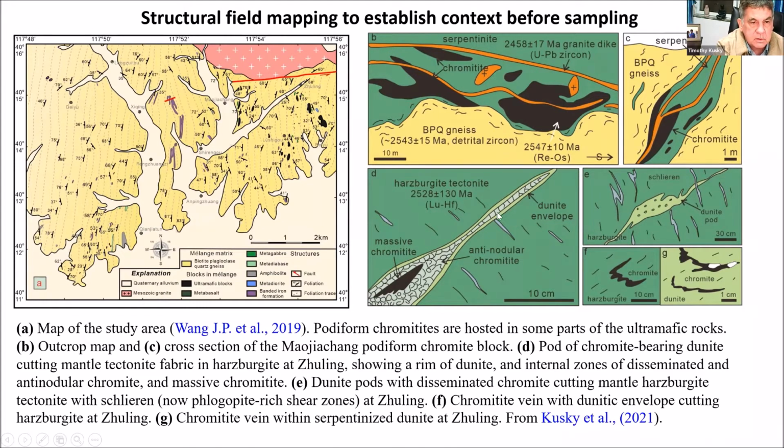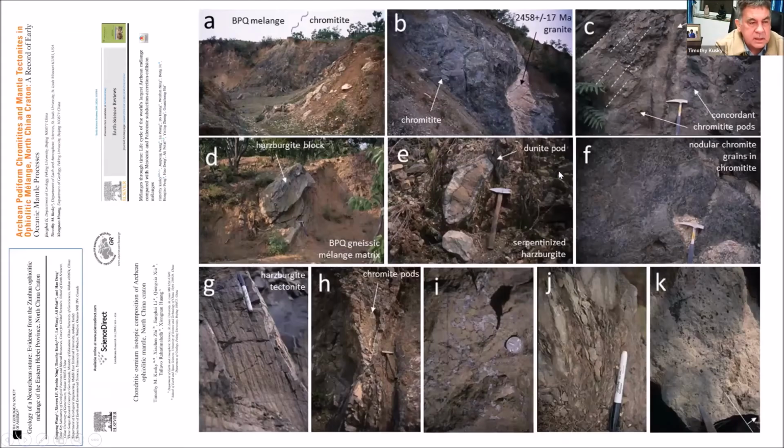But just please note that this big one is concordant to the regional foliation in the Harzburgite, and this one is discordant and it cuts across it. That's very important. The field looks like this, or at least it used to. Now this quarry is filled up with water.